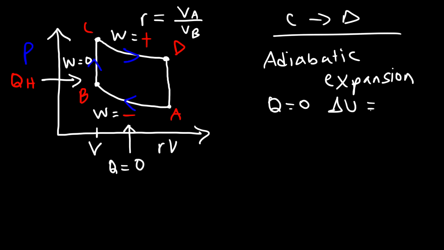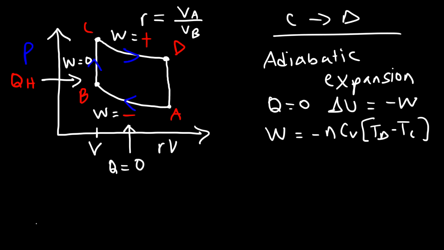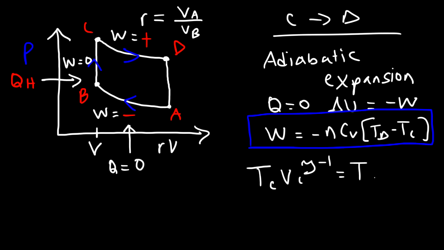And so once again, Q is 0 and delta U, which is Q minus W, is going to be negative W. So W, which is negative delta U, that's going to be negative nCv delta T. And so we're going from C to D. So that's going to be the temperature at D minus the temperature at point C. So that's how we can calculate the work for this step. Now we also have another expression: TC VC raised to the gamma minus 1 is equal to TD VD raised to the gamma minus 1 as we go from point C to point D.